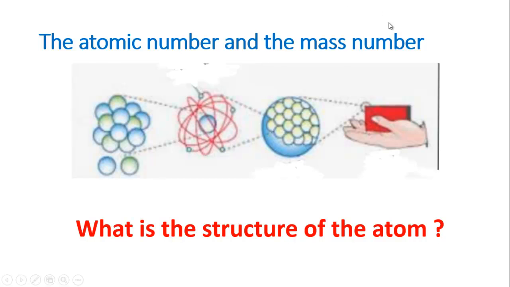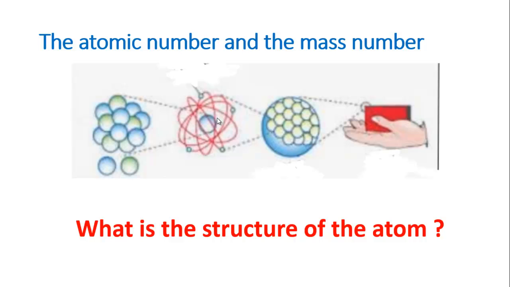Okay? Let's see. At the first, you should know that any matter consists of group of molecules, and each molecule consists of group of atoms. Okay? But what is the structure of the atom? Any atom consists of what? Consists of the nucleus at the center, and the electrons revolve around the nucleus in all directions.